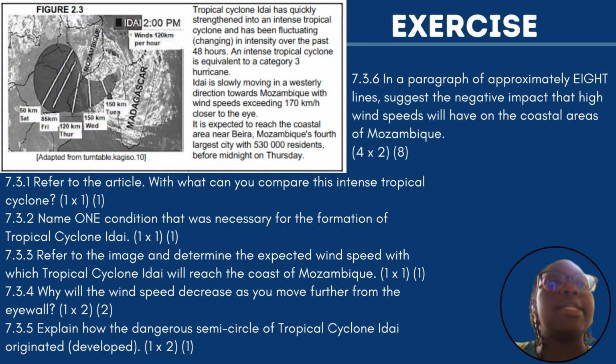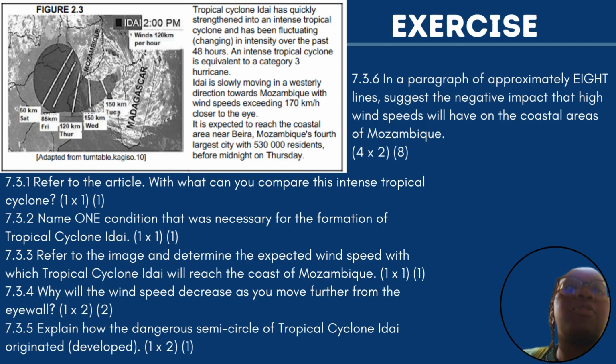Right. So this is another example. I'll read the article for us. So it says, tropical cyclone Idai is quickly strengthening into an intense tropical cyclone, has been fluctuating in intensity over the past 48 hours. An intense tropical cyclone is equivalent to a Category 3 hurricane. This cyclone is slowly moving in a westerly direction towards Mozambique, with wind speeds exceeding 170 kilometers per hour closer to the eye. Expected to reach the coastal area near Beira, Mozambique's 4th largest city with 530,000 residents before midnight on Thursday. So we have a couple of questions. I encourage you to pause the video and attempt them on your own.